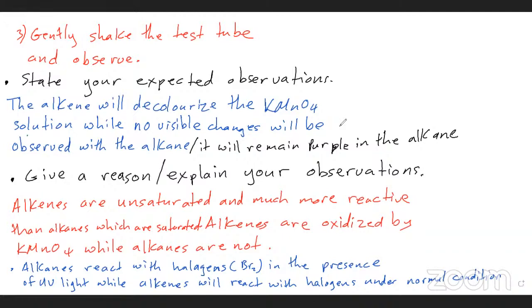Right. So in your test, if you had used KMnO4, you would work with the explanation for KMnO4. So the thing about sunlight and so forth is if you had used bromine water. So okay, KMnO4: alkenes are reactive and will be oxidized by KMnO4, while alkanes are unreactive and are not oxidized.